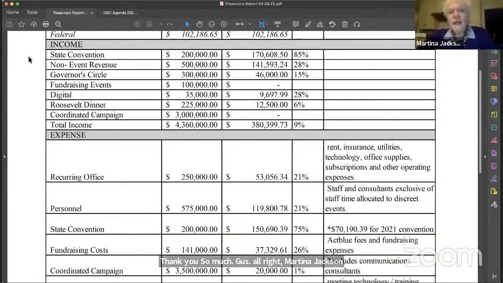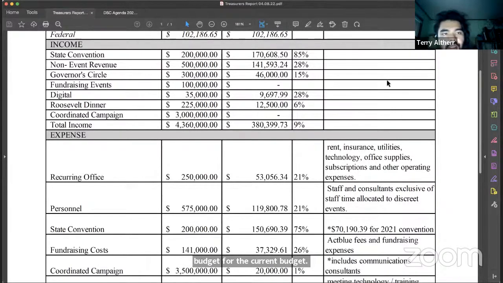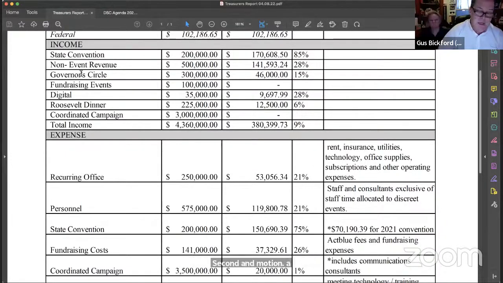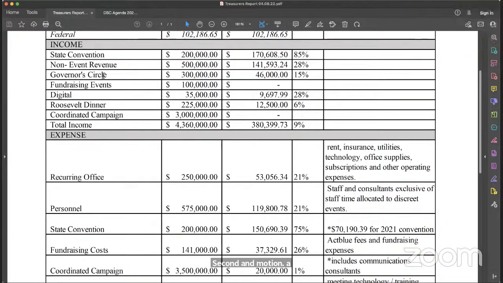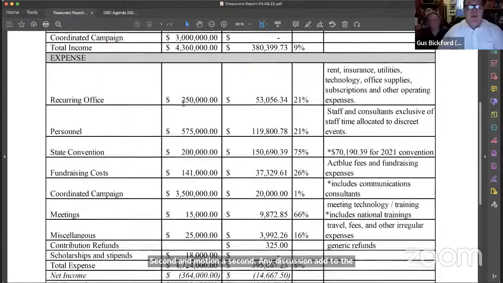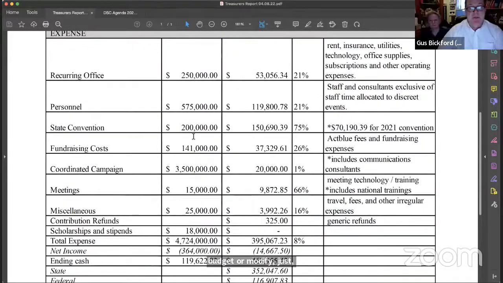Mr. Chairman, I make a motion that we add $271,000 to the budget for the current budget. Second. Okay, motion, second. Any discussion? Add to the budget or modify? It just modifies that line item to 270. Yeah. Right. All those in favor?